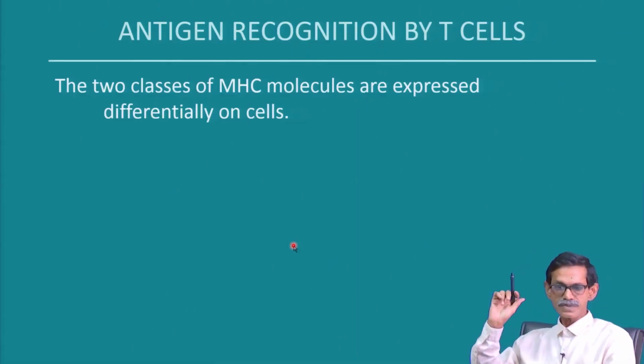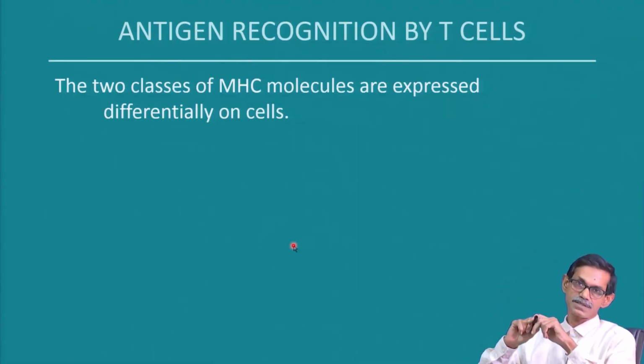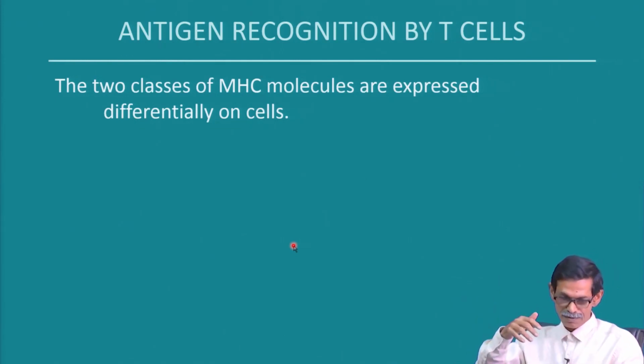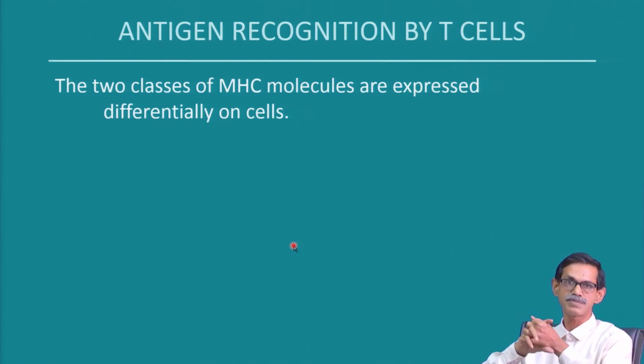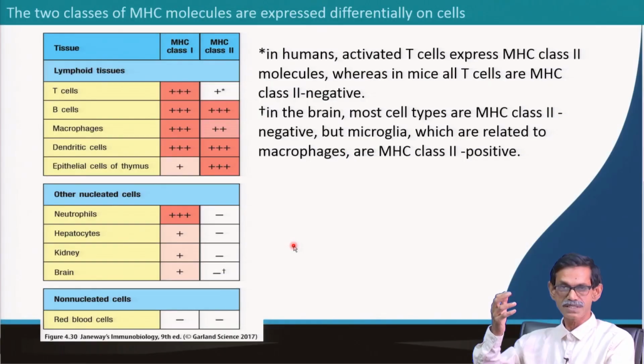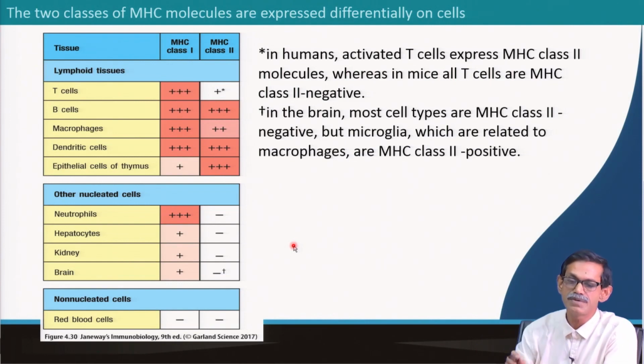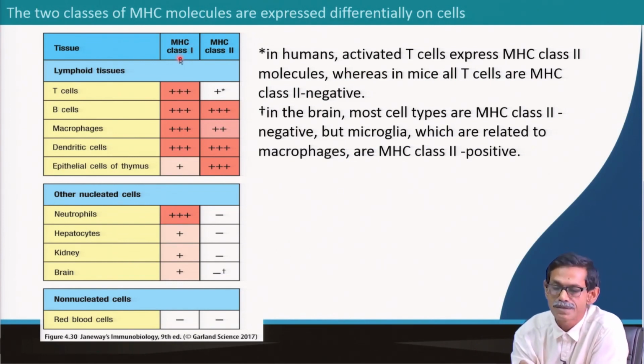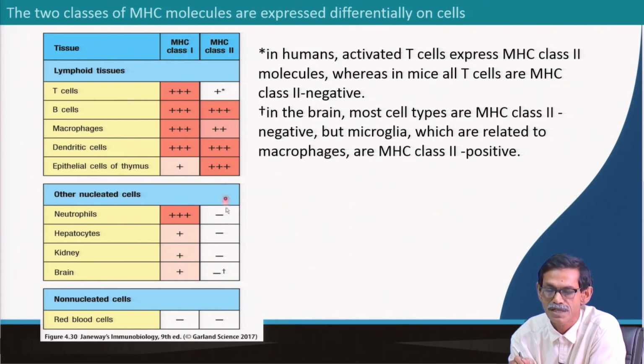Now it will be very clear what I was discussing before. These two classes of MHC, that means MHC1 and MHC2, are expressed differently on cells. What does that mean? I will show you a table. This column is MHC class 1, and this column is MHC class 2.